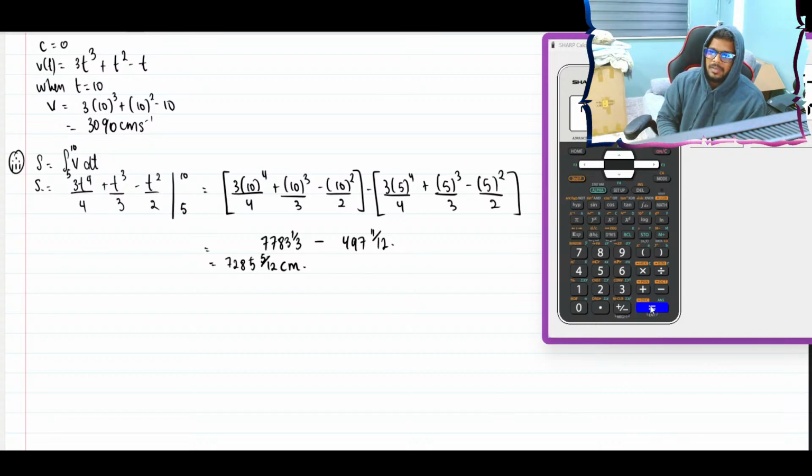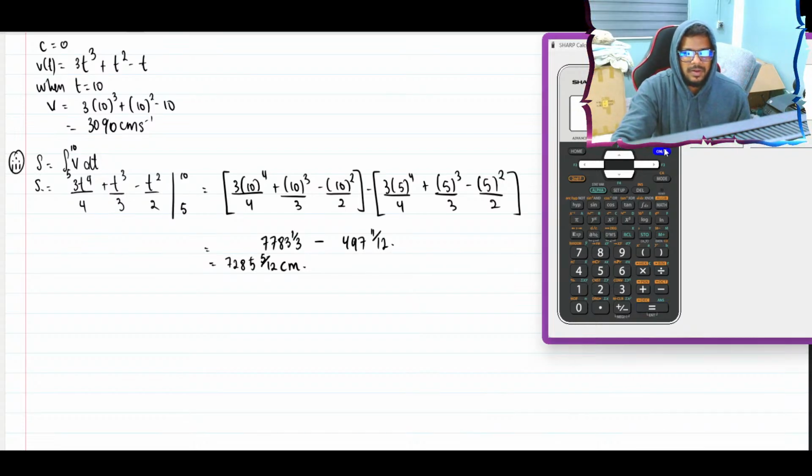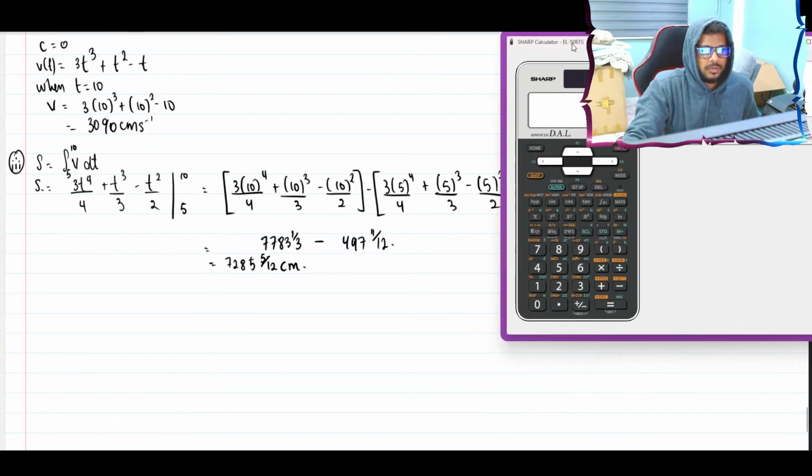A real weird number, barring I make any mistake. I don't think I make any mistake. Well, I get 7286. For the first one, let me check it over.